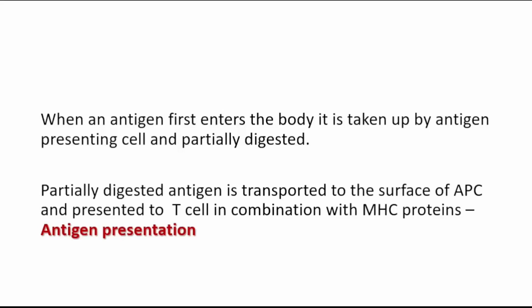When an antigen first enters the body, it is taken up by an antigen presenting cell, and the antigen is partially digested inside this cell. These peptide fragments are attached to the MHC protein, and that complex is transported to the surface. Now the antigen presenting cell has an MHC protein on its surface attached to an antigen, and it presents the antigen to the helper T cell present in the lymphoid tissue, and once the helper T cells bind to the antigen, they get activated.